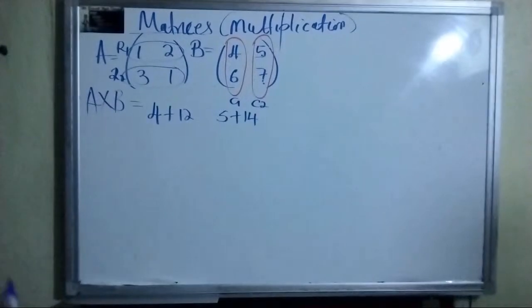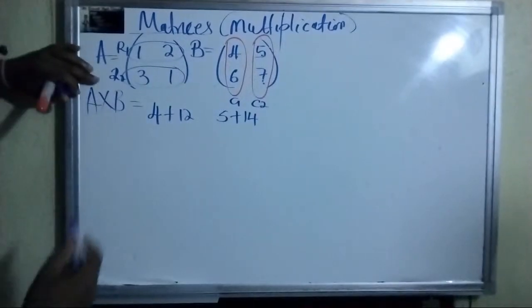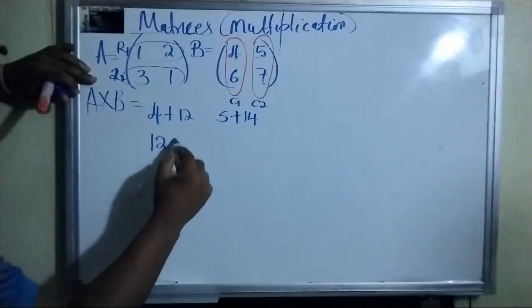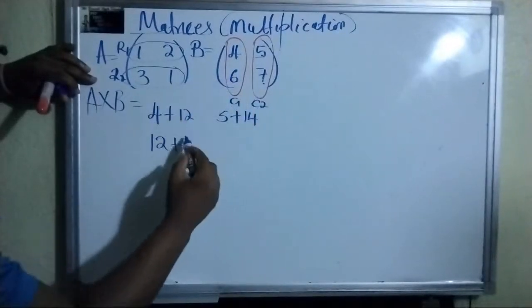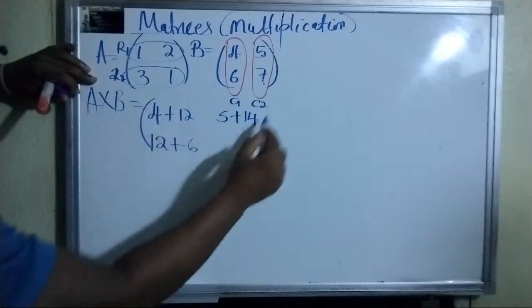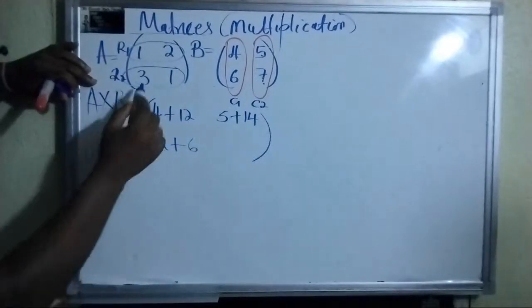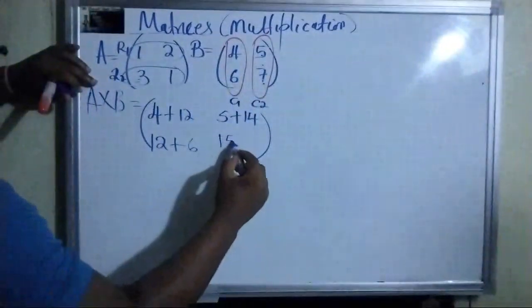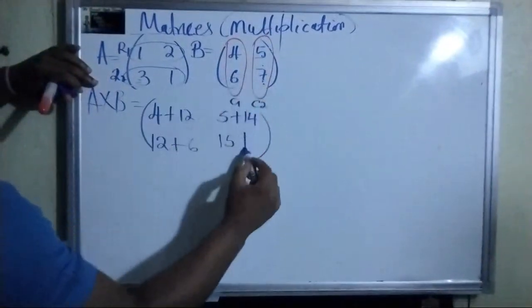Done with the top now. Down to the base now. So 3 times 4, that is 12. 1 times 6, that is 6. Almost finished. Row 2 times column 2. 3 times 5, 15. 1 times 7, 7.